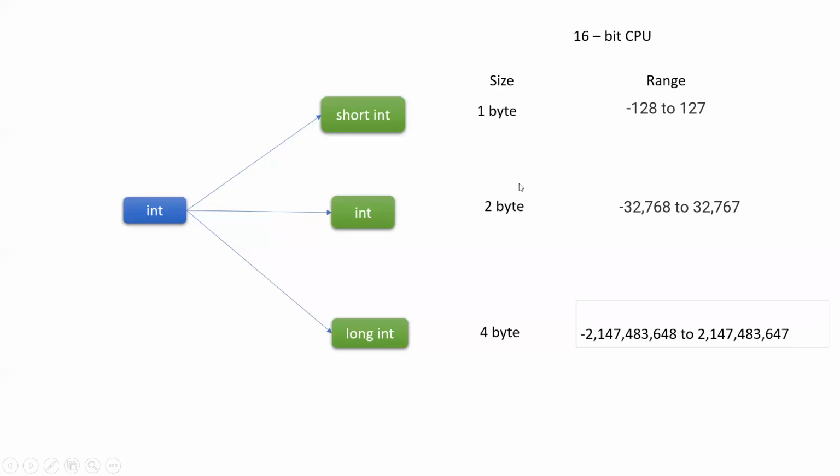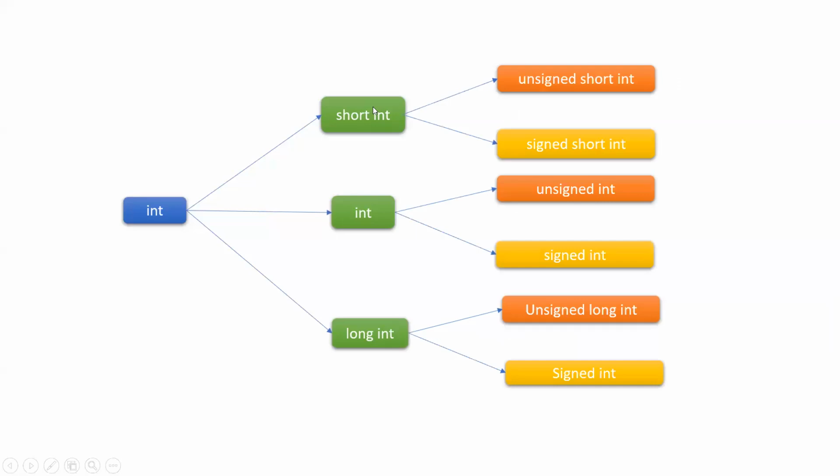And for int, it will be 2 bytes. So this range will be minus 32,768 to 32,767. So for 4 bytes, the range will be like this. And again, all three of these can be divided into unsigned and signed types.